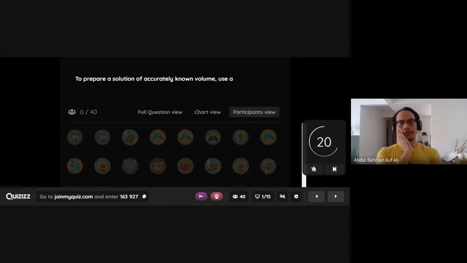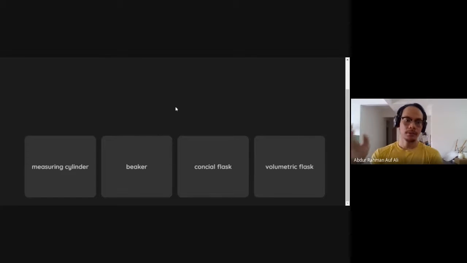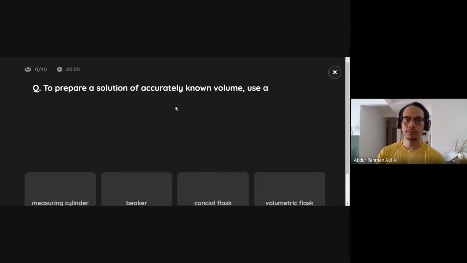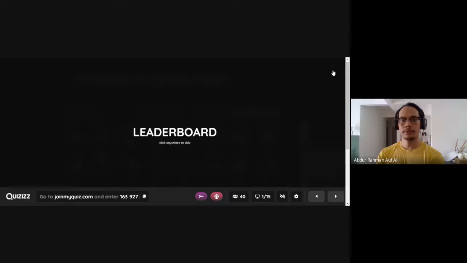Alright, so number 1, to prepare a solution of accurately known volume, use the what? The options kat sini dia ada bagi 4 pilihan. So choose the one yang kita boleh guna untuk accurately measure a volume. Sorry, bukan to measure, to prepare a solution. My bad.